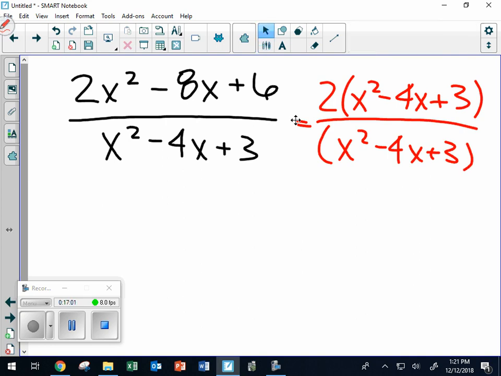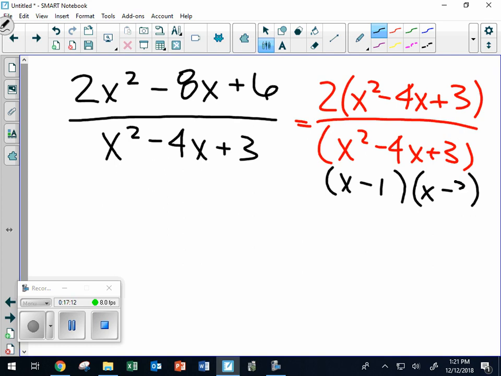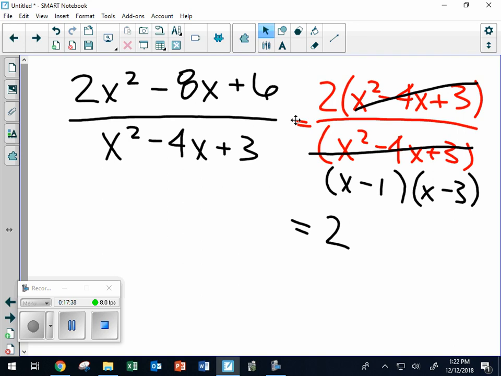Alright, we factored out a 2. And there are 2 paths we can take from this point. You can say, okay, this right here becomes x minus 1 and x minus 3, and you can factor it out. Otherwise, if you look at your top and your bottom, what do you notice? They're the same. You can just cancel it. So it just equals 2. Is 2 a rational function? Yes. And it's a rational function.